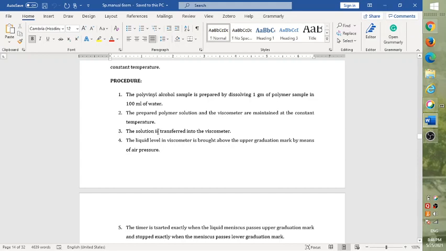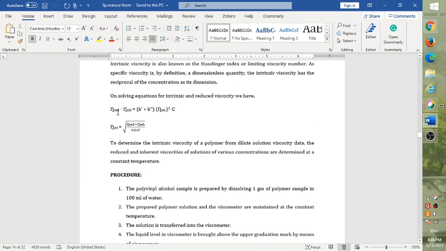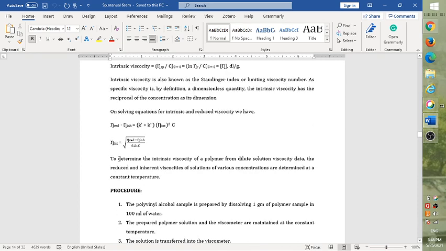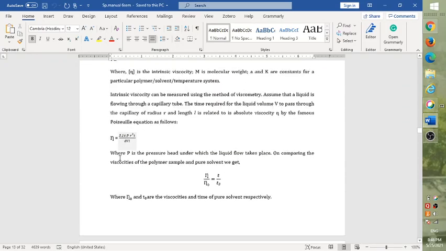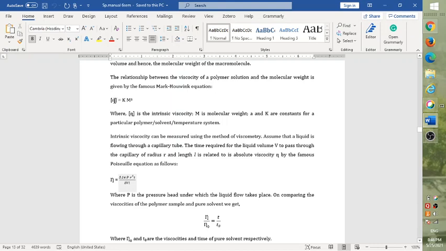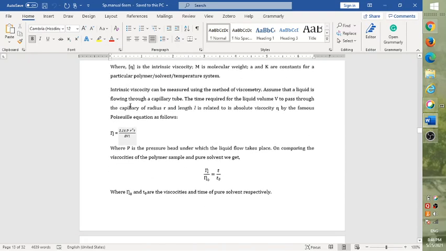Once you get the intrinsic viscosity, then you apply it in the formula, which is given as intrinsic viscosity equals K M to the power a. Here M is the molecular weight. The value of the constant a is 0.64 and K is 45.3 into 10 to the power minus 3. As soon as you get this value, you can get the value of M, and once you get the value of M, you get the molecular weight.